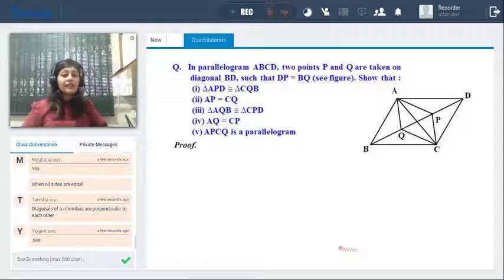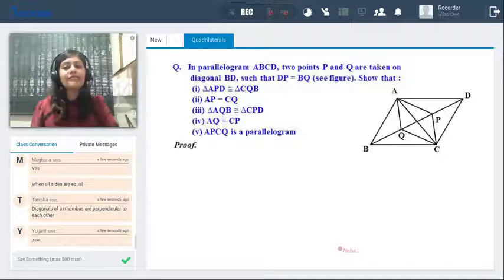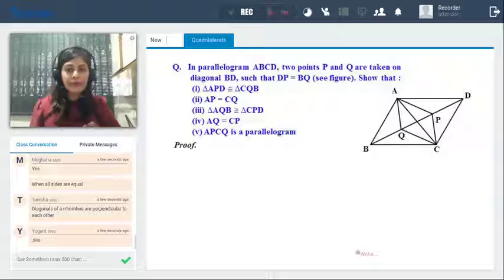Now let's look at this sum. If you feel any sum is easy when you look at it, you can quickly tell me. I can skip that sum if all of you feel it's pretty easy to go about. Let's quickly move to the next sum now.